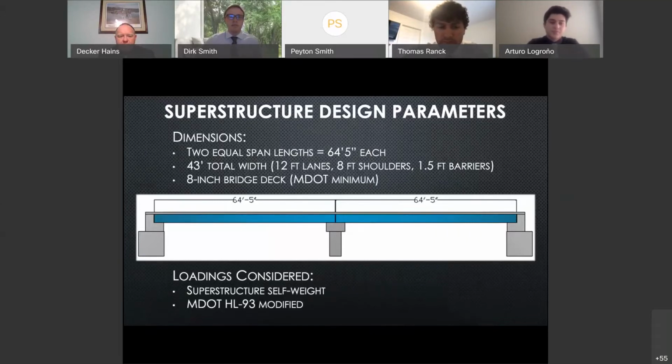For bridges designed by the Michigan Department of Transportation, a unique loading labeled MDOT HL93 Modified is assigned in addition to superstructure self-weight. This modified HL93 accounts for the live and impact loads encountered due to heavy vehicles.